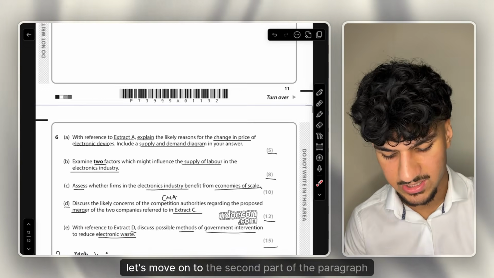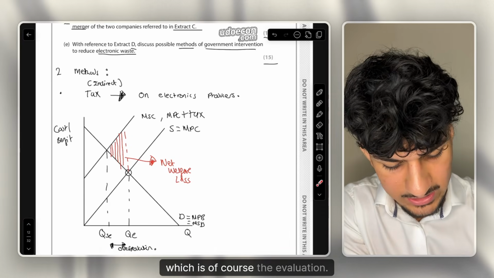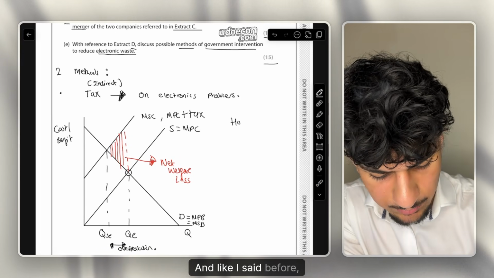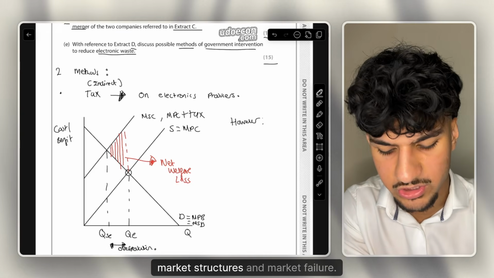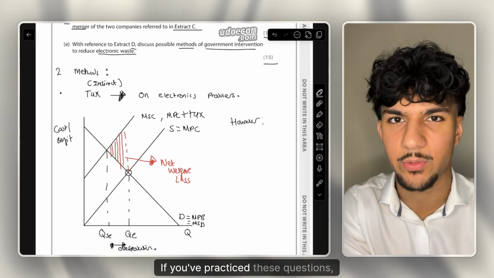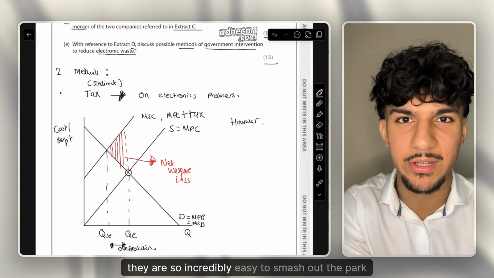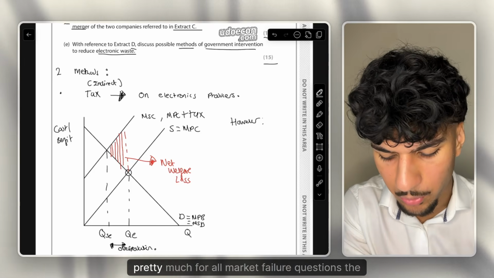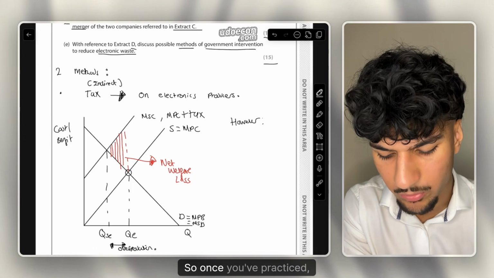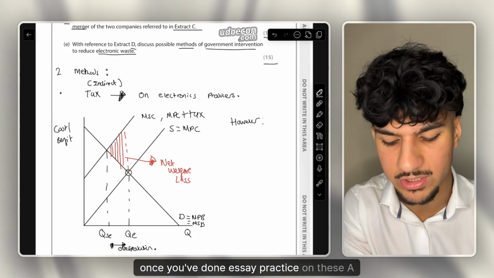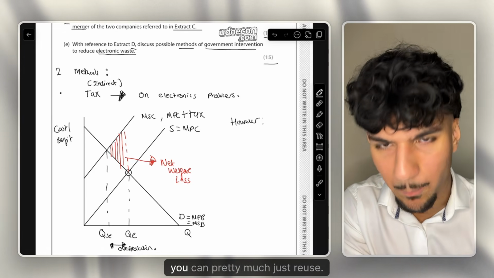But anyway, let's move on to the second part of the paragraph, which is of course the evaluation. And like I said before, and like I said in the live classes, these two big topics, market structures and market failure, if you've practiced these questions, they are so incredibly easy to smash out the park, since pretty much for all market failure questions, the evaluations are exactly the same. So once you've done essay practice on these A-star evaluation points, you can pretty much just reuse them.